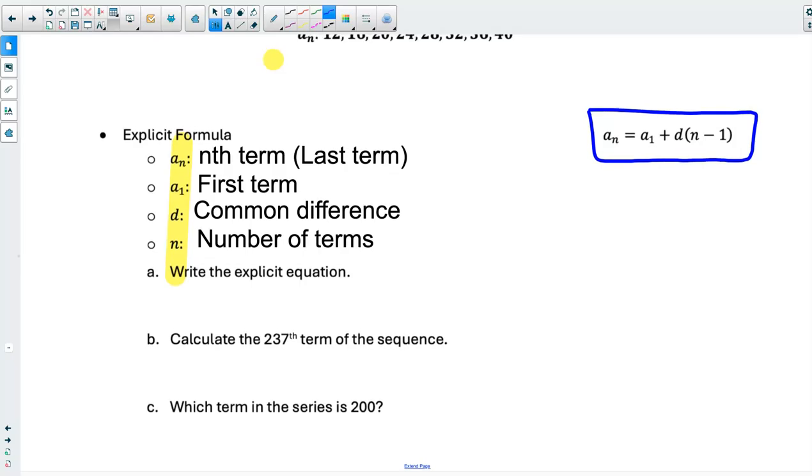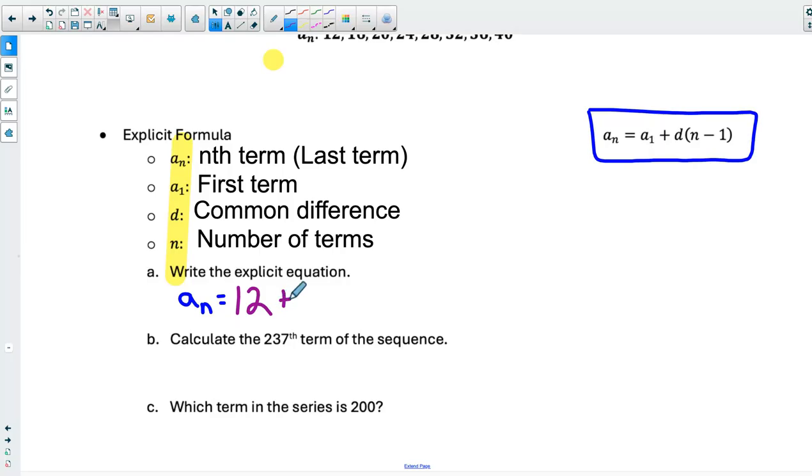So first things first, when you're writing an explicit formula, I'm going to have a_n. It's comparable to y. So like when you write the equation of a line, you write y equals, and then like 2x plus 5. I have a_n, it's kind of like my y. I'm going to have a_1, I'm going to put that in, which based off the sequence in front of you, what's your first term? 12. So you're just taking that number. So you put 12 in.